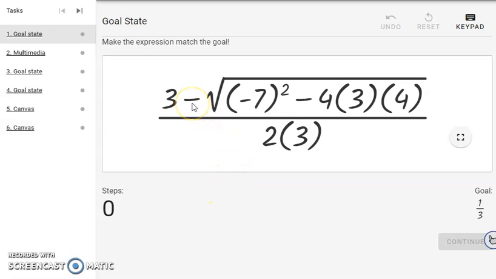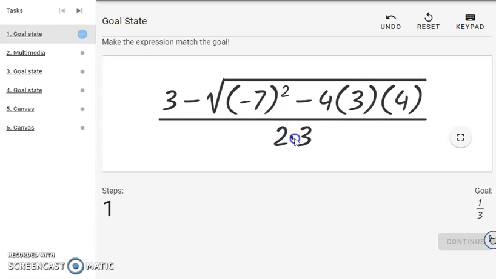So with the quadratic formula in graspablemath, we can only do either the addition or subtraction problem with goal state. With Canvas, we're allowed to set both problems, addition or subtraction. So when we get to Canvas problems 5 and 6, we'll see the complete problem of the quadratic formula being done.